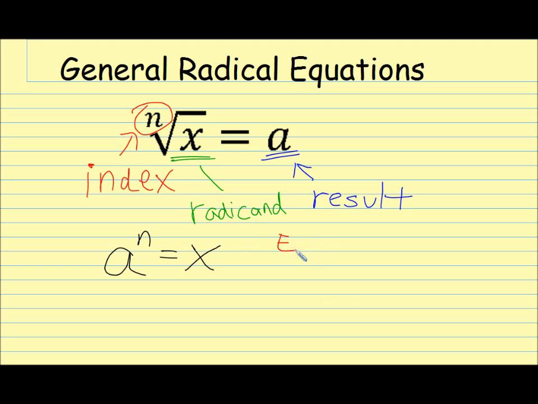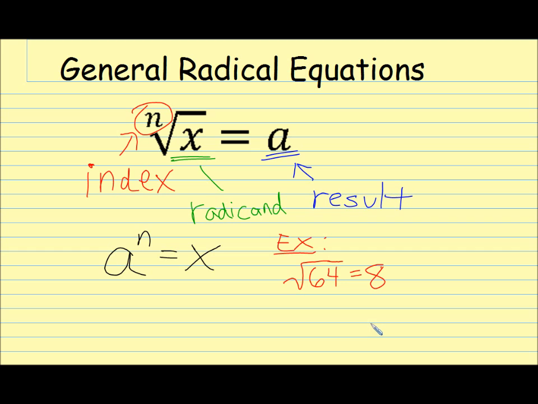You can think of some examples pretty easily. The square root, there's no index, square root of 64. When I ask the question, what is the square root of 64, I'm asking, what number do I need to multiply by itself, or what number do I need to raise to the second power to give me 64? The result, the answer, is 8.